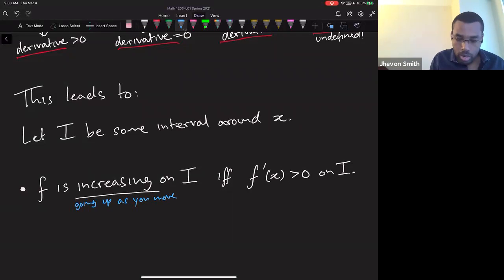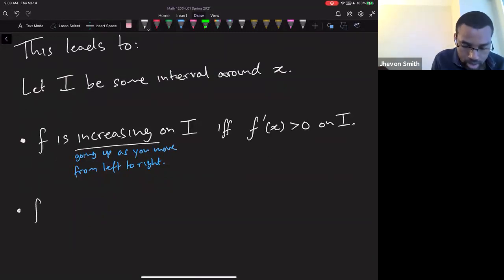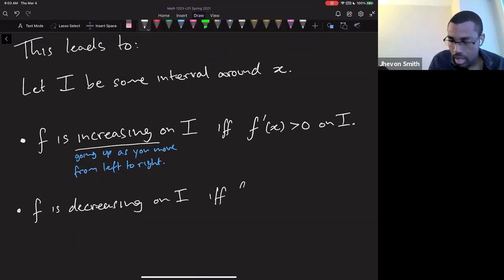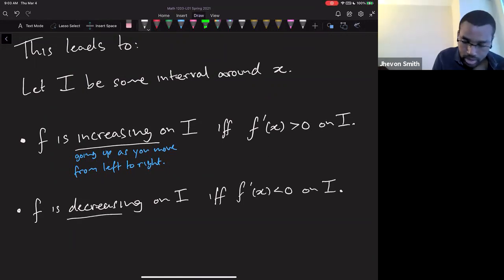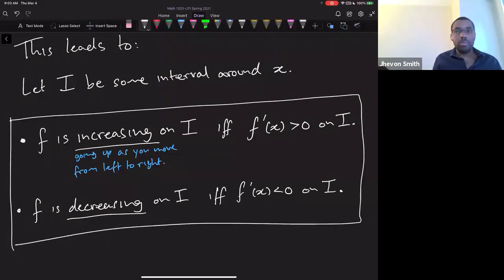I don't know. Going up as you move from left to right. Right? We call that behavior increasing. We say f is increasing here, versus f is decreasing on I if our derivative is negative there. And these two things are some important facts that we can get about the behavior of a function based on the sign of a derivative.